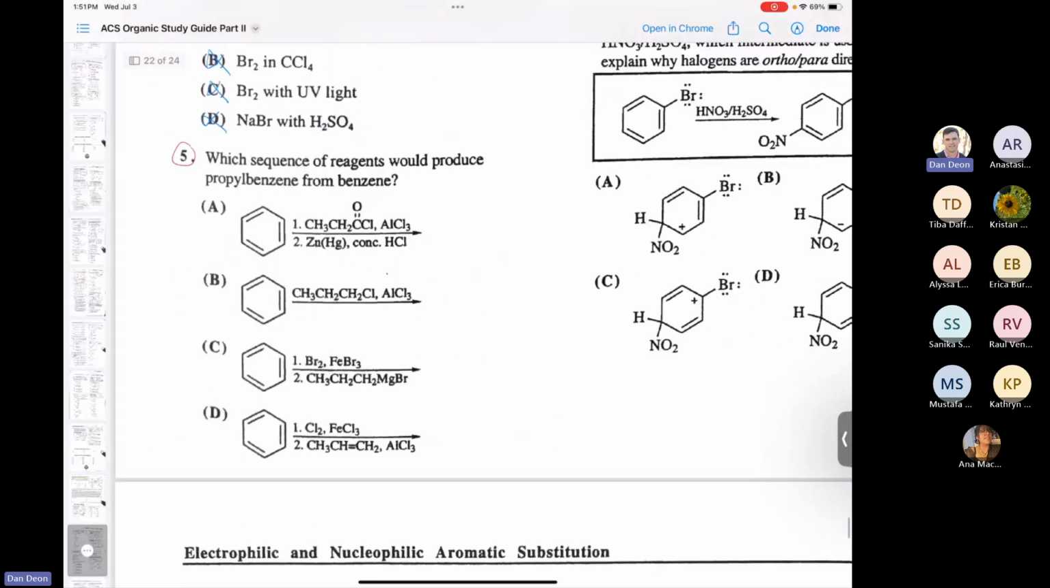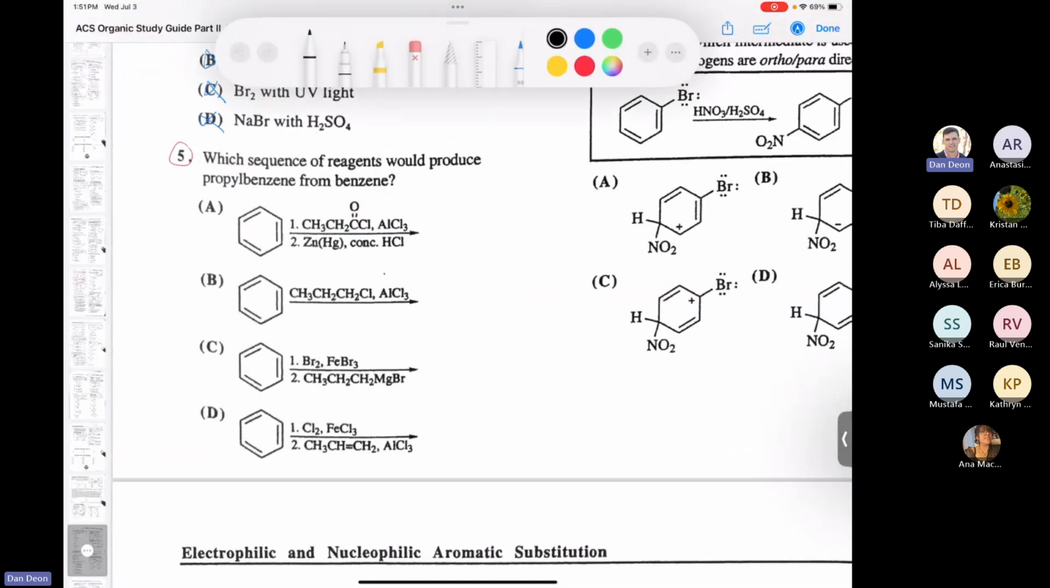So, in the first step, as I was saying, we make the ketone, right? But then, when you do the Clemmensen reduction, you burn off the carbonyl. So yes, A is going to work. So A had better be the answer. Let's just look at the other ones.